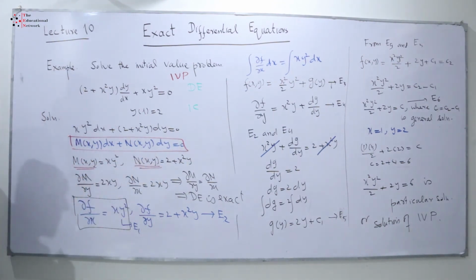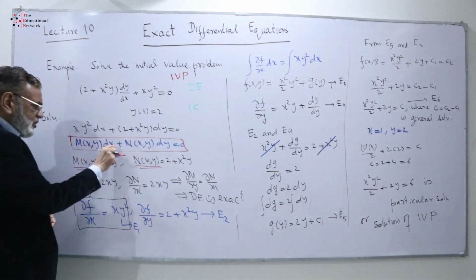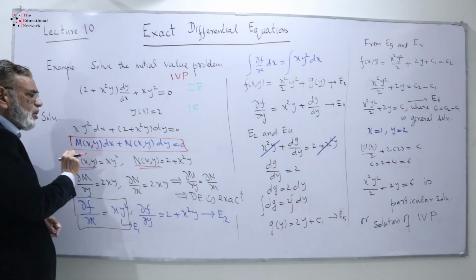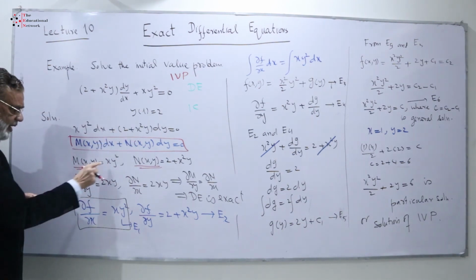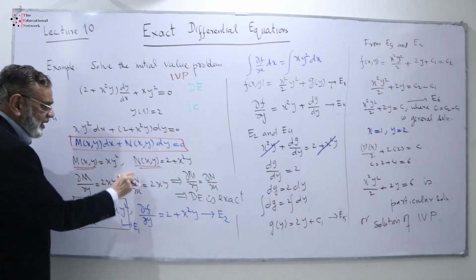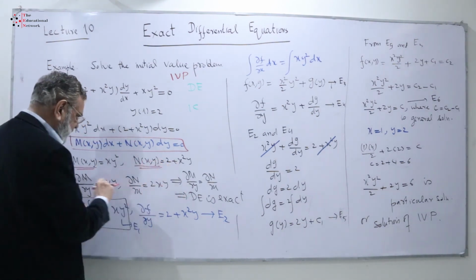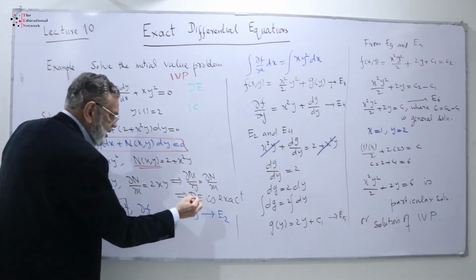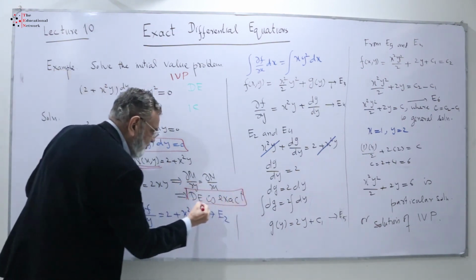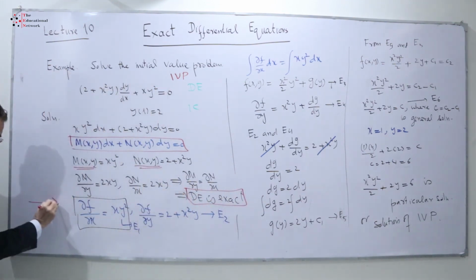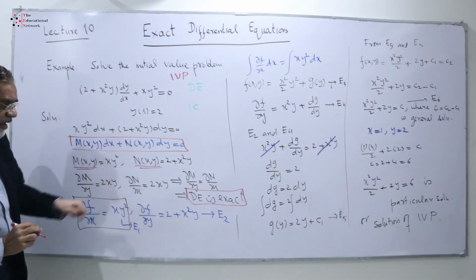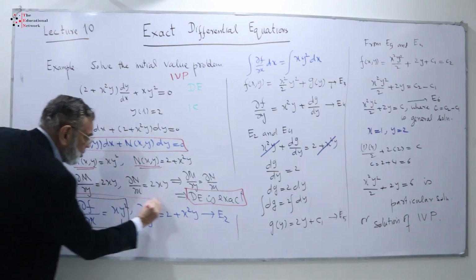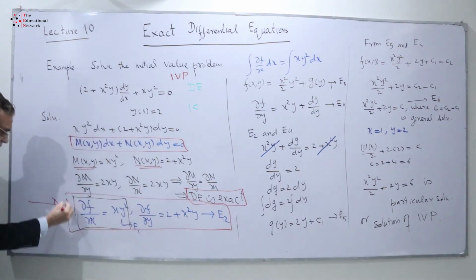Now to check exactness we check partial M with respect to y and partial N with respect to x, because here is this dx, we differentiate with respect to y, and here we differentiate with respect to x partially. So partial M by partial y, we get 2xy, and partial N by partial x, we get 2xy. So partial M by partial y is equal to partial N by partial x. That means the differential equation is exact. If this is exact, then we can write that M is equal to partial f by partial x and N is equal to partial f by partial y, and then we use these two to find the solution as a function f(x,y).